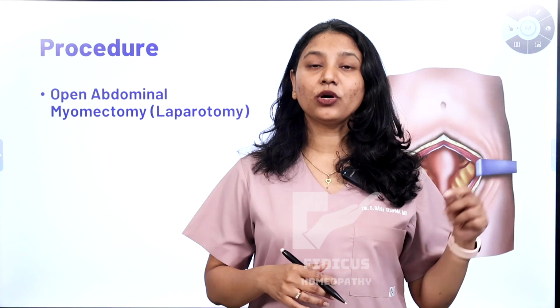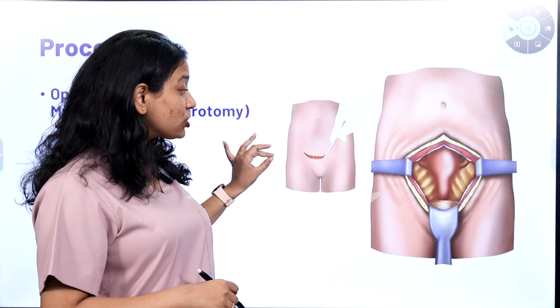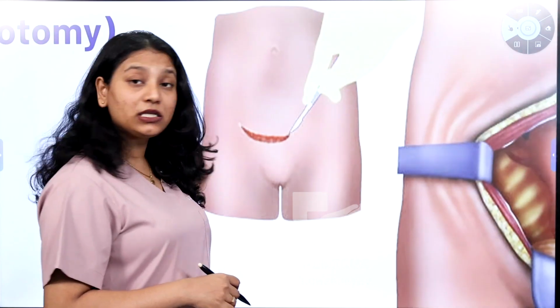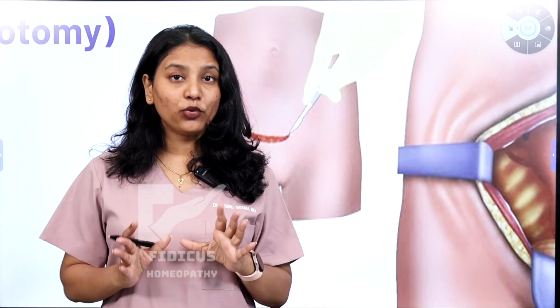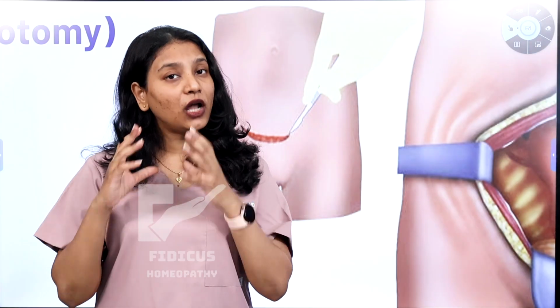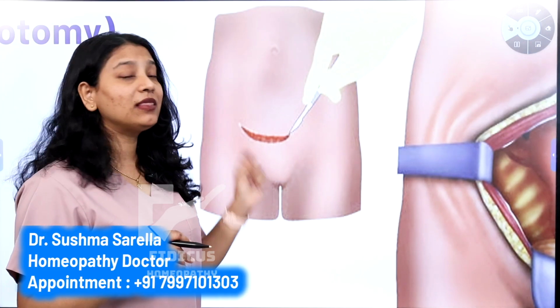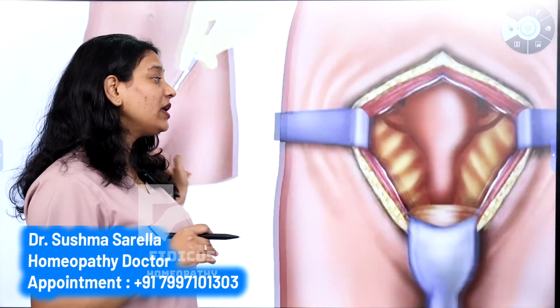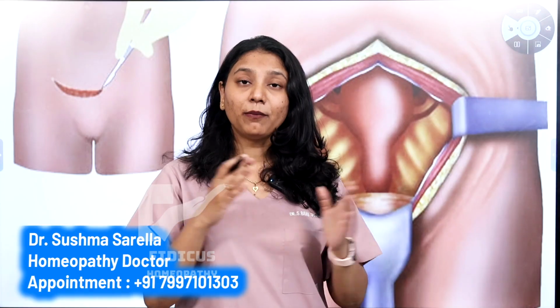The first procedure is called abdominal myomectomy. As you can see here in the picture, it's much clearer. It is indicated if you're having numerous fibroids, and also if the fibroids are large. If you're having larger fibroids and more fibroids, they will give you an incision in the abdomen, and from there they will remove the fibroids through this procedure, which is called abdominal myomectomy.